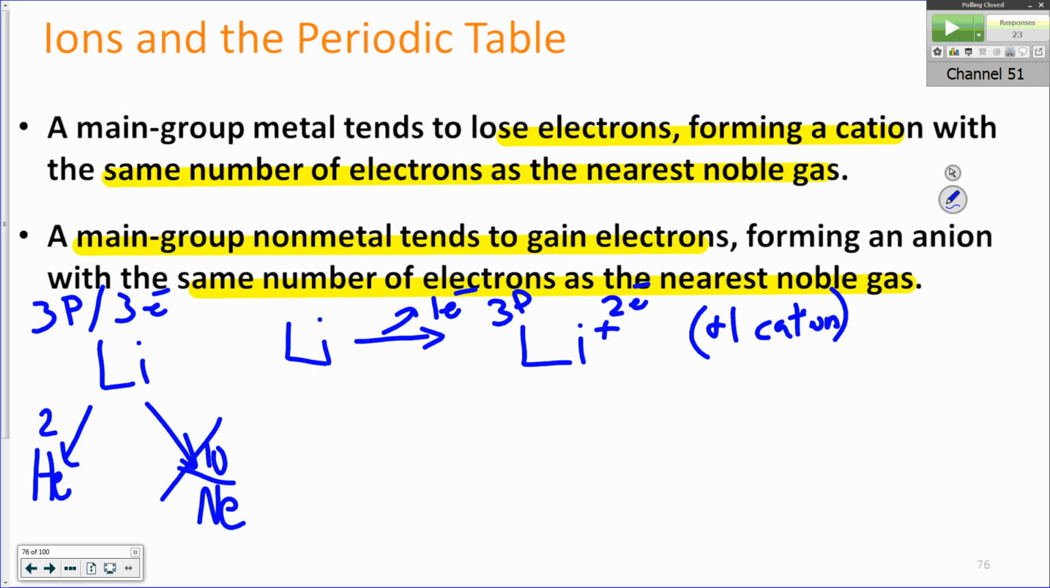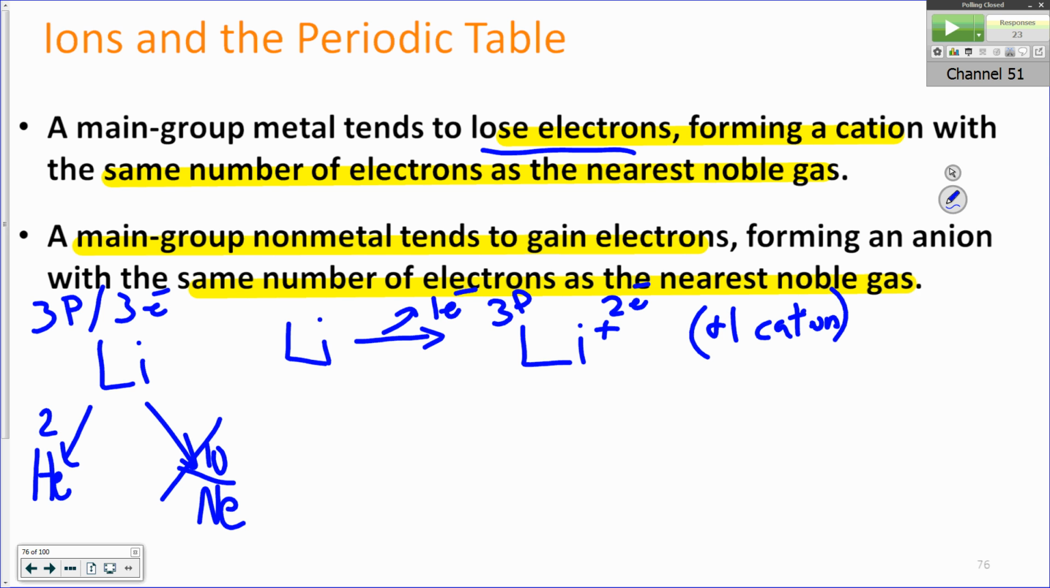Main group elements that are metals are going to try to lose electrons so that they become like the closest noble gas around them. Sometimes they lose 1 electron, and everything in this 1A family loses 1. Everything in this 2A family loses 2. And if it's in the 3A family, it's going to lose 3 electrons to form +1, +2, or +3. We'll see that on the slide in just a moment.